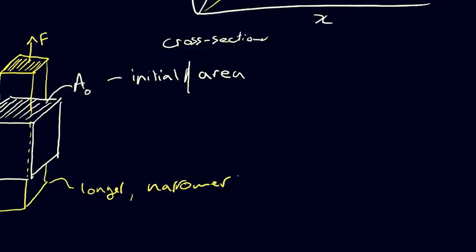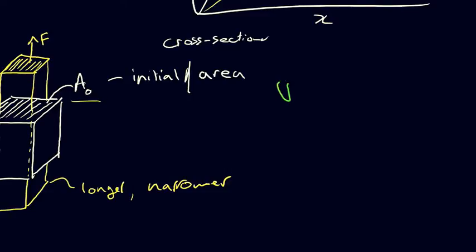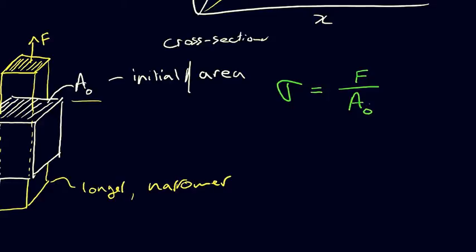But what we're concerned with at this point is this initial cross-sectional area before we had a load on it. If we take that and put that in the denominator below the force, we can define this thing called the stress. Okay, so this is the stress, and that's the Greek letter sigma.